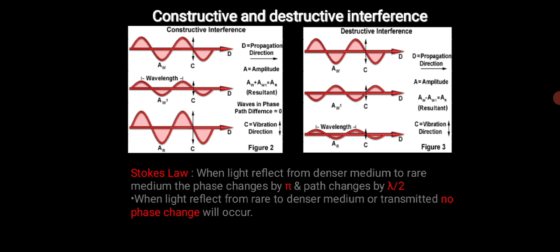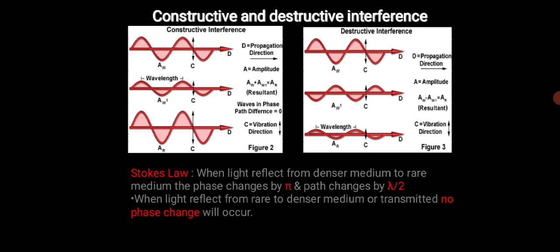And destructive interference: when two or more waves traveling in the same direction are meeting at a particular point out of phase, then subtraction of the amplitude will take place, and the resultant amplitude will be smaller in comparison with the individual waves. For example, AR is smaller than AW and AW1. This is about the destructive interference. Constructive interference is for maxima and destructive interference is for minima.